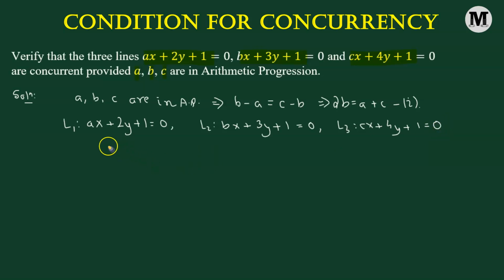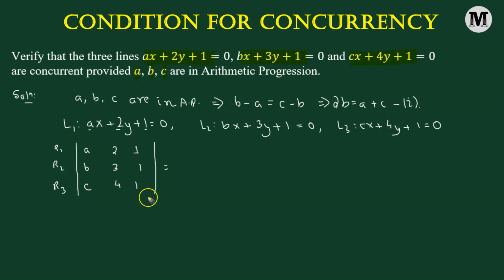So what we'll do, we're going to form a 3 by 3 determinant. In this determinant, we have three rows, R1, R2, and R3. In row number 1, we consider the coefficients of x and y of line 1, including the constant term, which is 1 here. So we have a, 2, and 1 in the first row. Then in the second row, we consider line number 2, so we get the elements b, 3, and 1. And then in the third row, we consider the line L3, so we get c, 4, and 1.